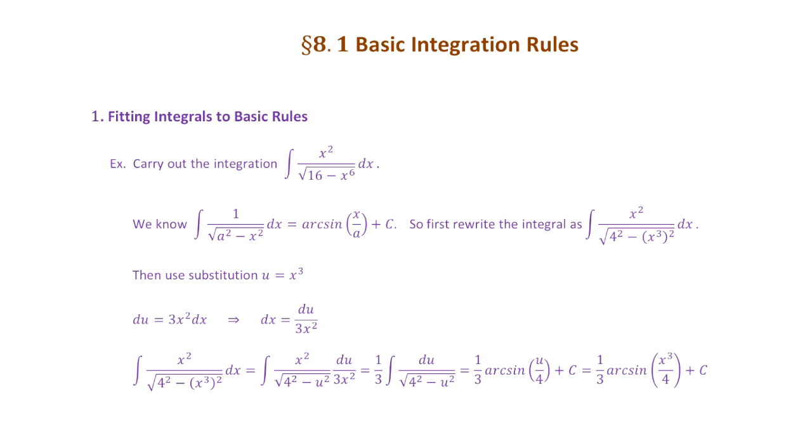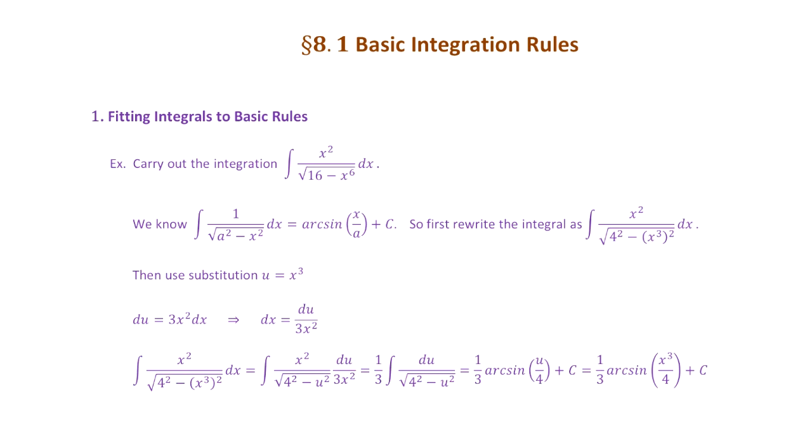Okay, so the integral becomes x squared over square root of 4 squared minus u squared, as I said. And then dx, you replace it as du over 3x squared. Now you see x squared on the top and at the bottom that you can cancel. So then you're just left with 3 in the denominator that you can take out. So you get 1/3 times the integral of du over square root of 4 squared minus u squared.